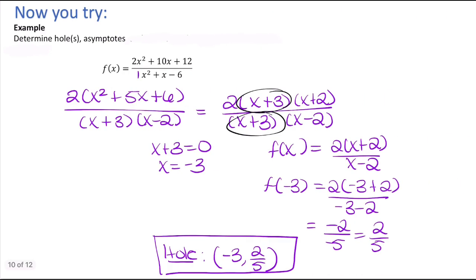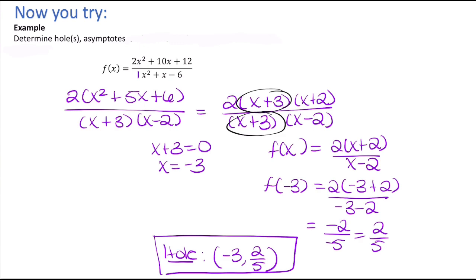So let's determine the holes and asymptotes of this function, which you can see here in factored form is 2 times x plus 3 times x plus 2 over x plus 3 times x minus 2. We have the common factor of x plus 3, which tells us that we have a hole with an x coordinate of negative 3. When we plug it into the reduced function, we get a y coordinate of 2 over 5.